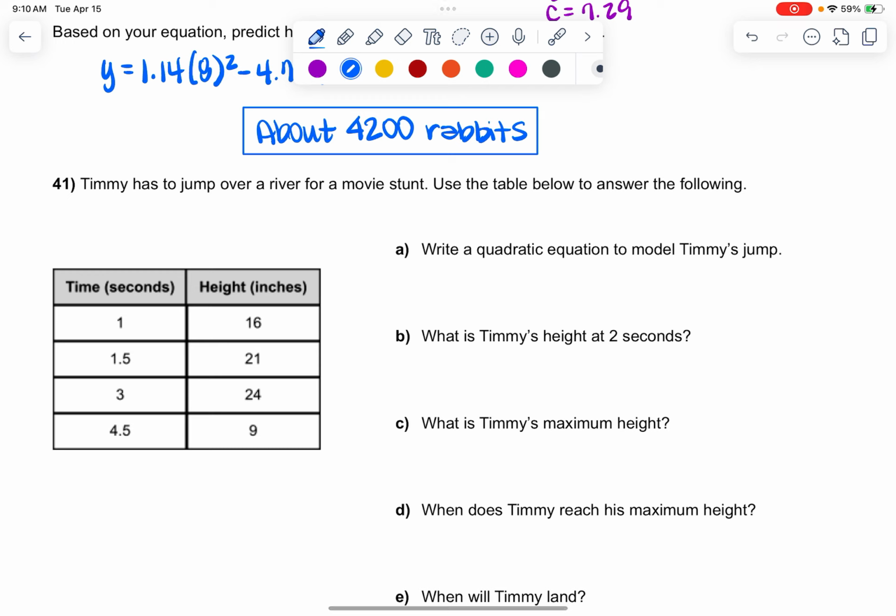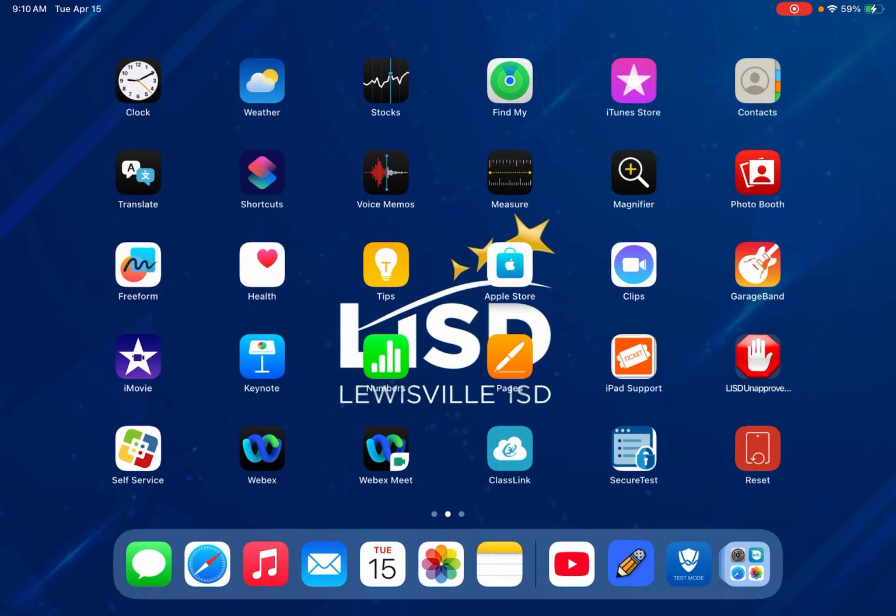Timmy has to jump over a river for a movie stunt. Use the table below to answer the following questions. All right, so here's his data. So clearly he's going up and over, right? So we're definitely looking at a quadratic, right? I don't know what the quadratic is that matches this data, so Desmos to the rescue, right? I'm going to let it run all that for me.